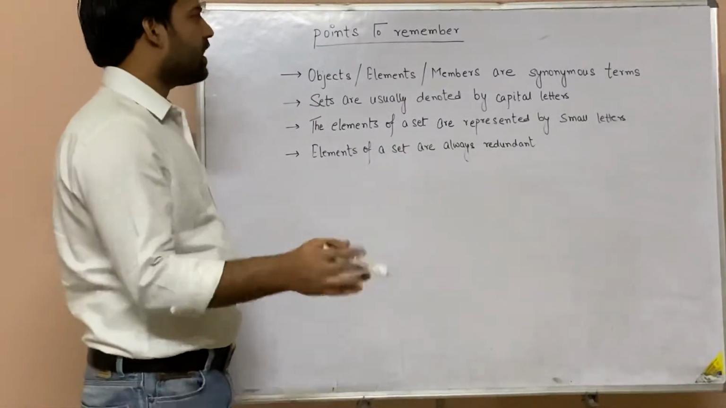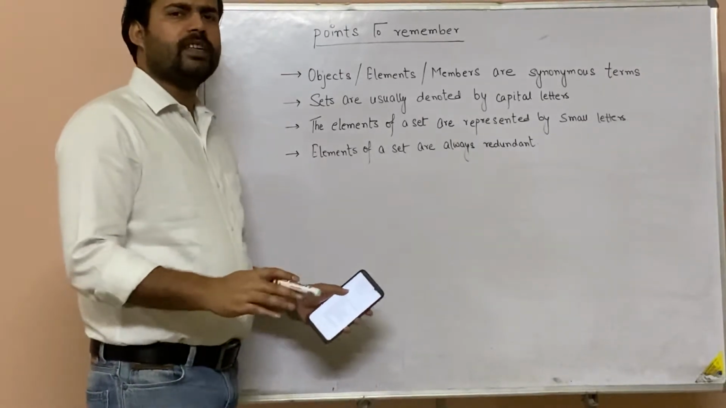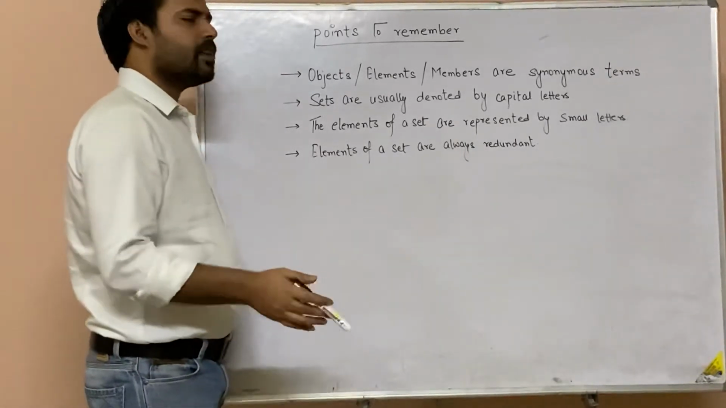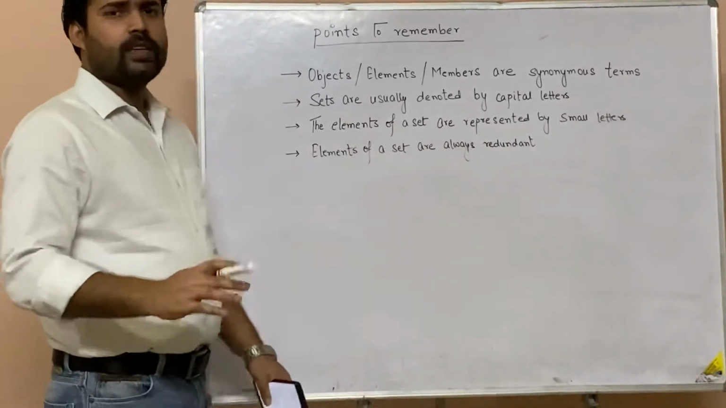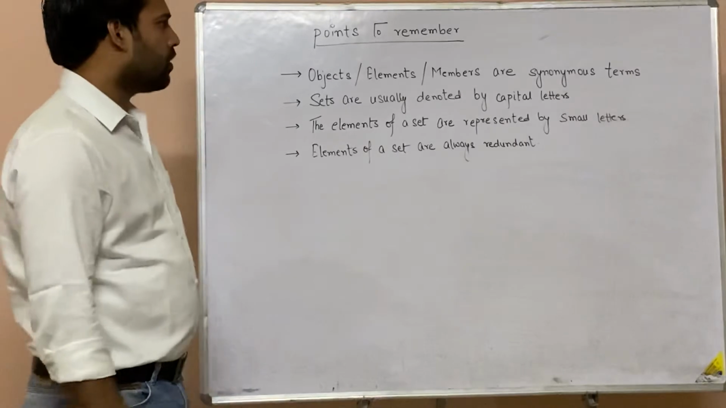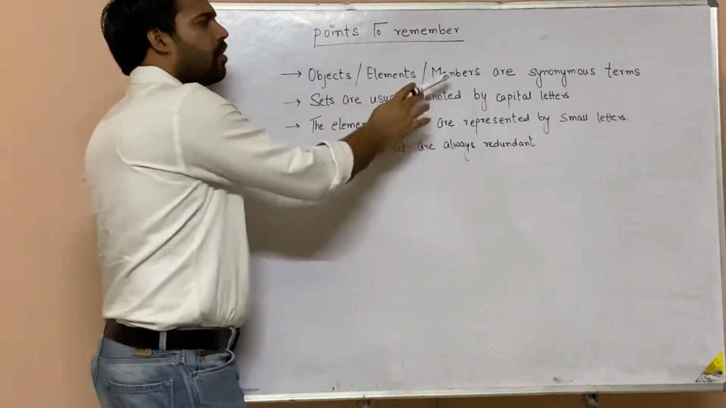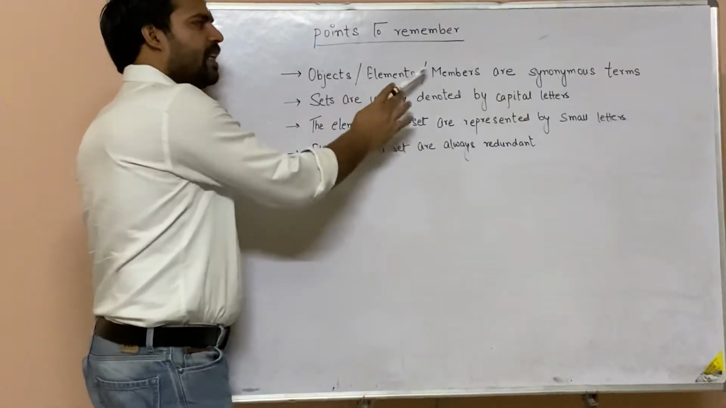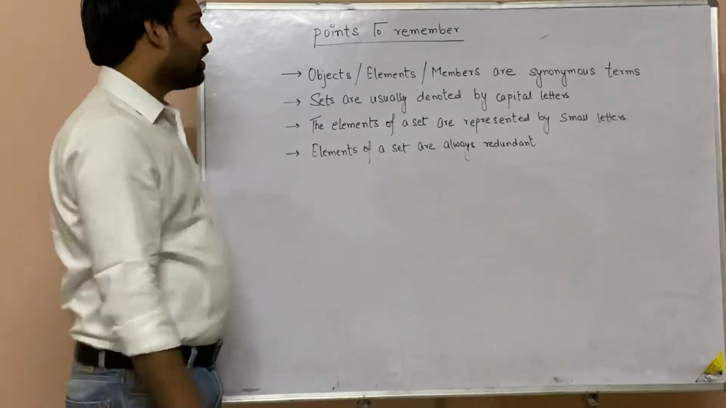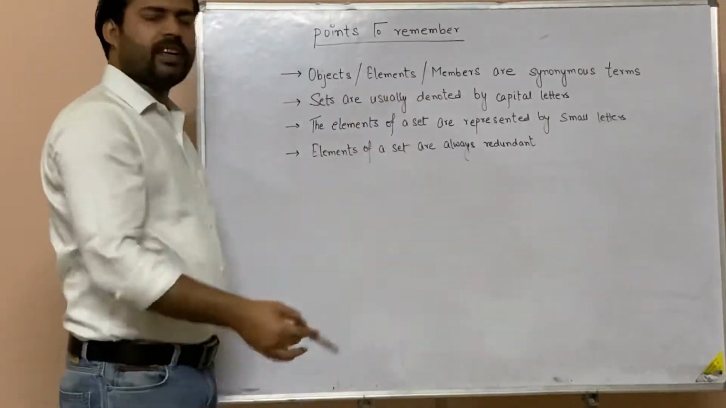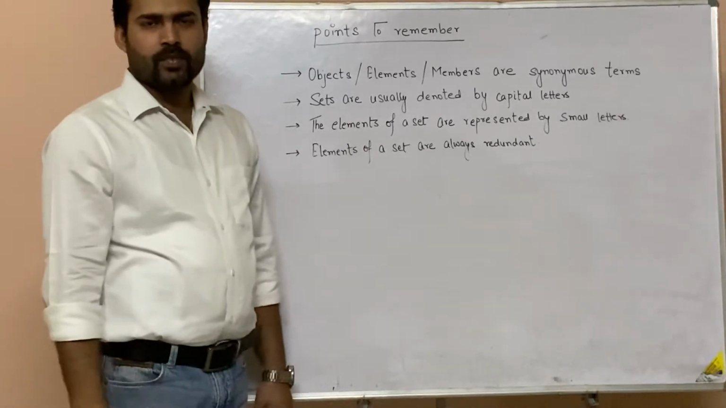Students, for our next topic, let us briefly recapitulate the things that we have studied and the points that you need to remember in your mind while you are doing questions of sets. First, objects, elements, members, these three names are synonymous terms. Synonymous in the sense that these three are not different. These are different names for the single entity.